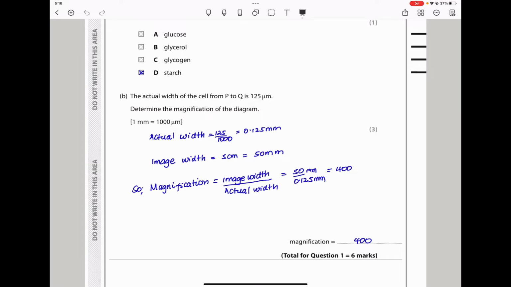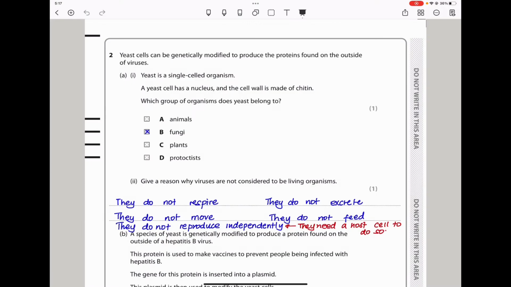This brings us to the end of question 1. Let's go to question 2. Question 2. Yeast cells can be genetically modified to produce the proteins found on the outside of viruses. So here they say yeast is a single-celled organism. A yeast cell has a nucleus, and the cell wall is made of chitin. Which group of organisms does yeast cell belong to?